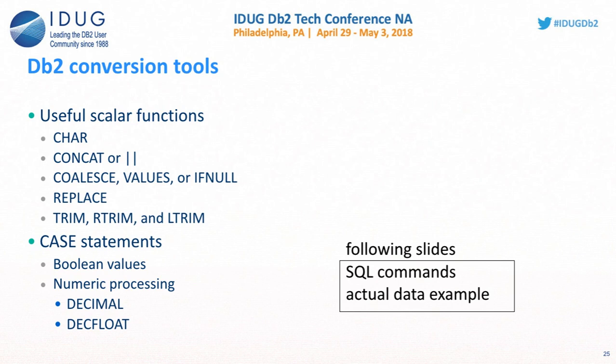Replace is going to help you out with character strings that have special characters. And then it's always good to be able to trim spaces and trim zeros, so trim, rtrim, and ltrim are really good. To get Boolean values out, you're going to want some kind of case statement. And with numeric processing, we're going to flip between decimals and decfloats.